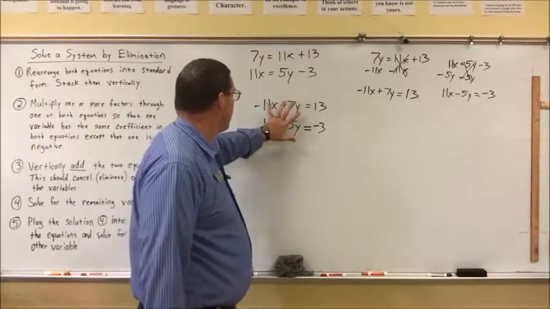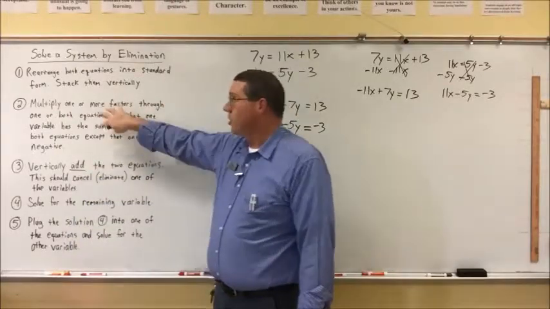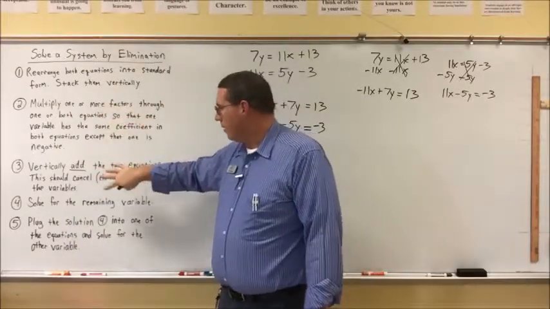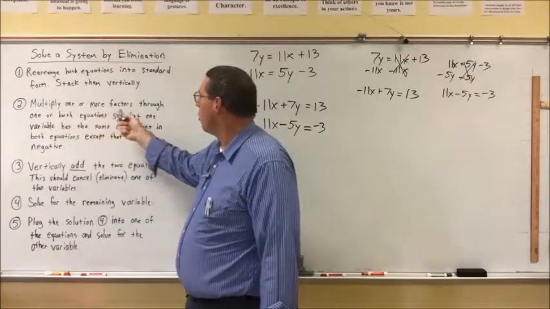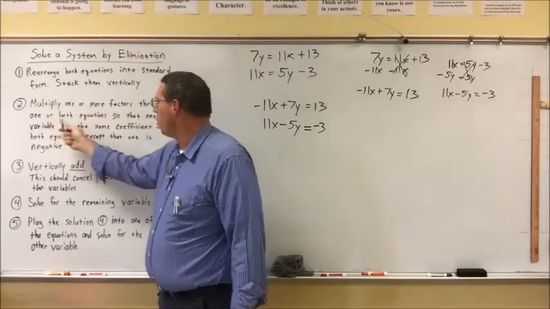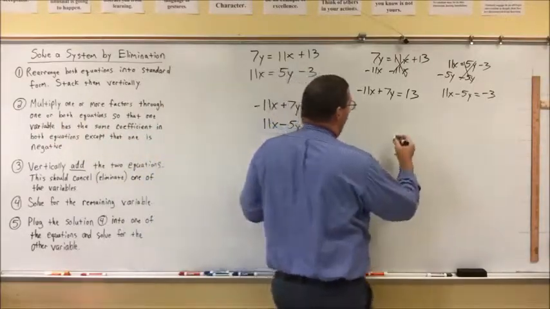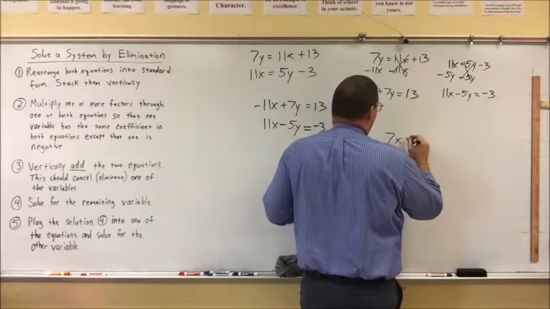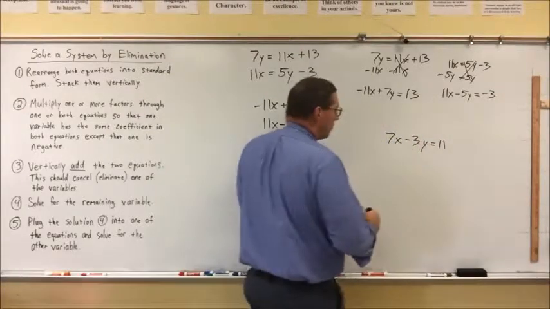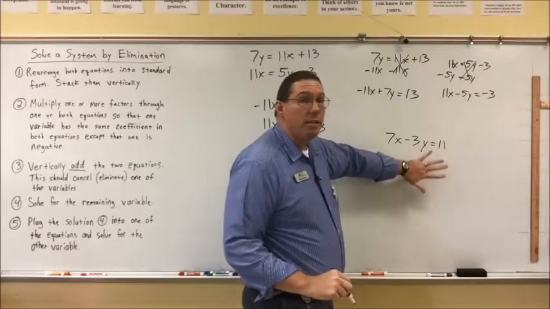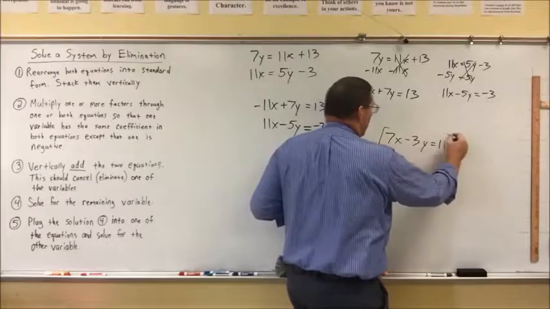Once it's like this, you can move on to step 2, and sometimes you can skip step 2 and go straight to step 3. Okay, step 2 says multiply one or more factors through one or both equations. Okay, what that means is this: if I have like 7x minus 3y is equal to 11, I can change this equation by multiplying by a number.